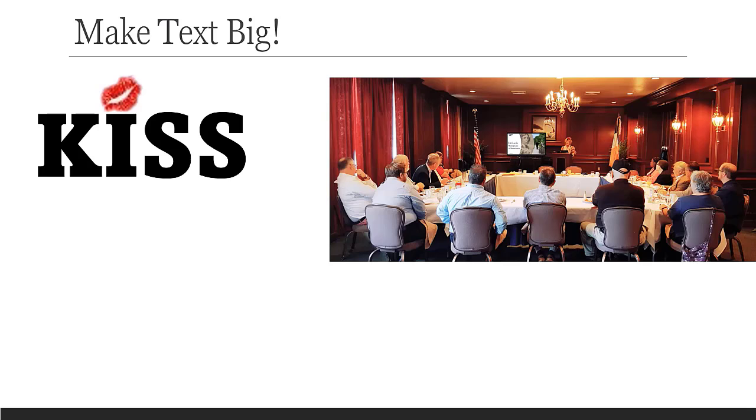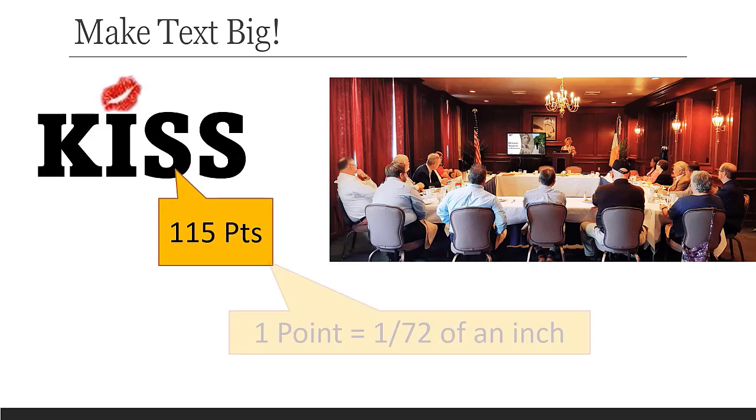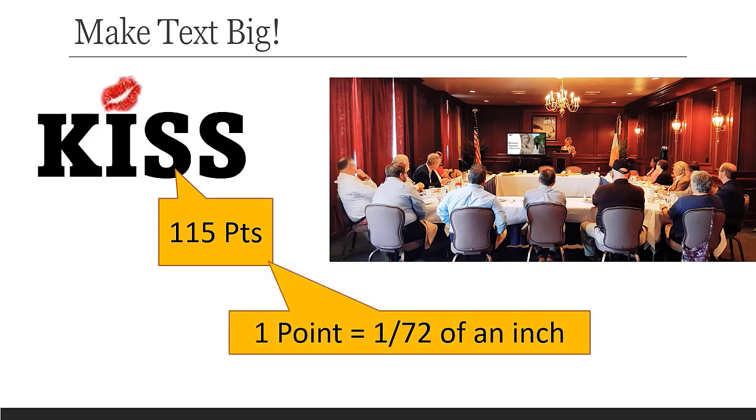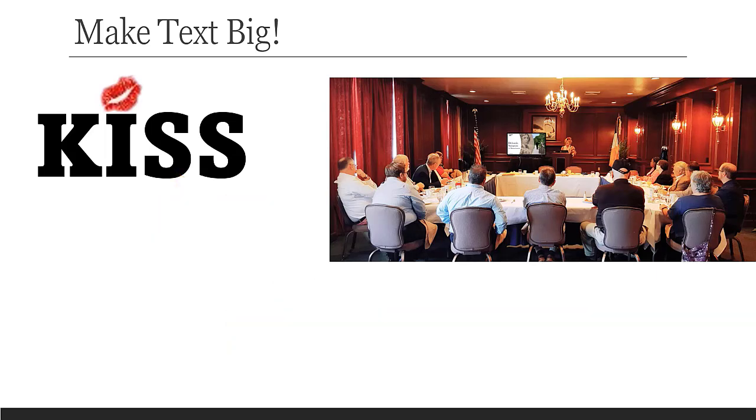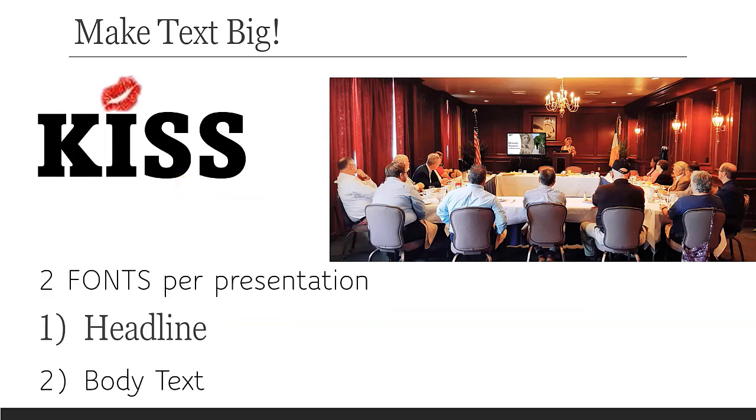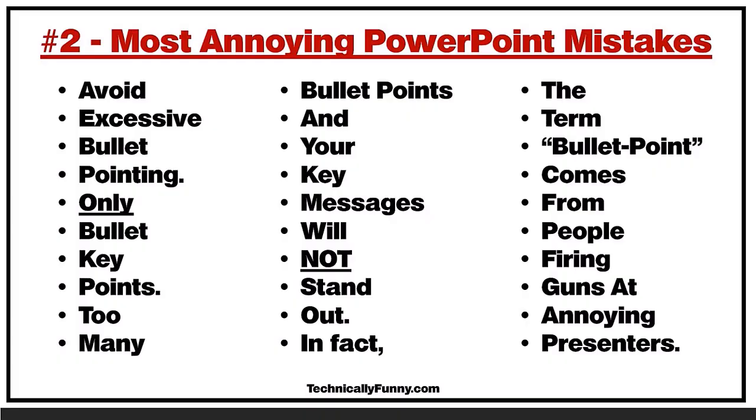You also want to make the text big. KISS is huge. In fact, it's 115 points, and 1 point equals 1/72 of an inch. Remember consistency with creating a book? The same goes here. A rule of thumb is no more than 2 fonts per presentation, one for the headline and one for the body text, plus maybe one more for specialty purposes like KISS.